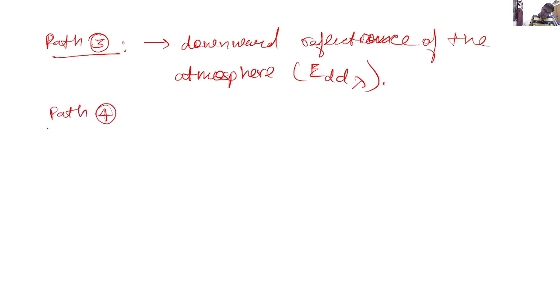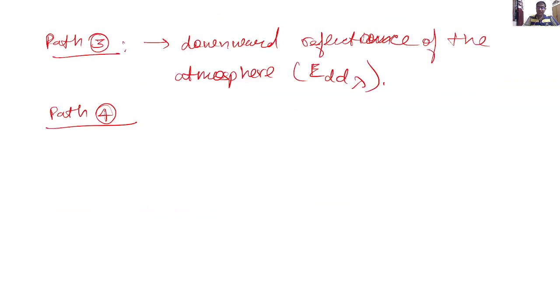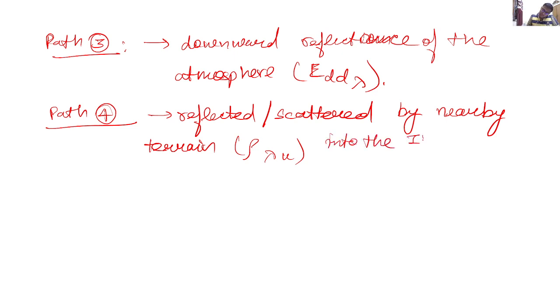Path 4. Path 4 does not fall on the target surface at all. The radiation only moves from the neighboring area into the sensor. So path 4 is basically the radiation reflected or scattered by nearby or neighboring terrain, governed by the reflectance rho lambda u, into the IFOV, the instantaneous field of view of the sensor.